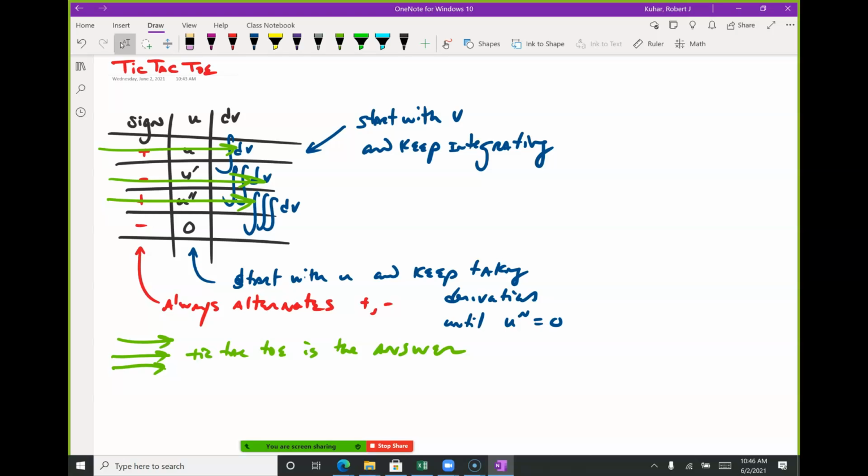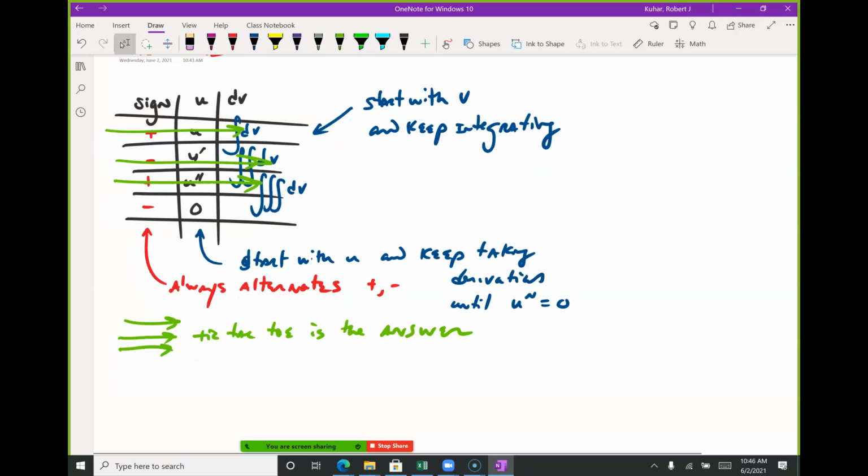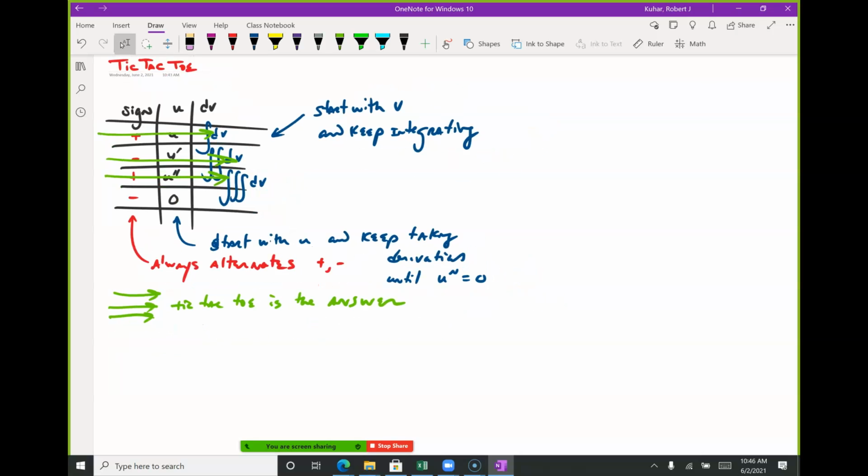If I say to you on the test, use tic-tac-toe, I want you to use tic-tac-toe. If I say to you, use integration by parts, and you can use tic-tac-toe, then feel free to. If I say to you, use integration by parts, and you can't use tic-tac-toe, then you have to use integration by parts, right? It saves a lot of time.